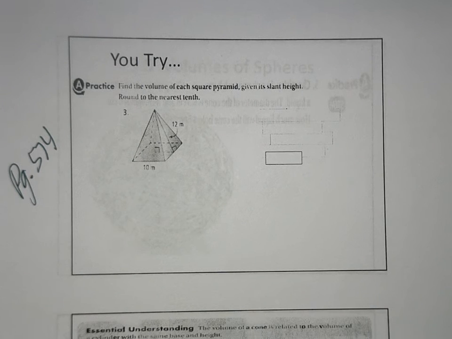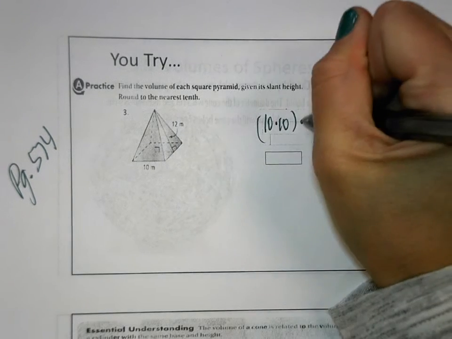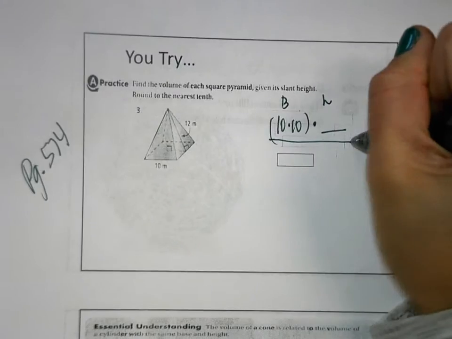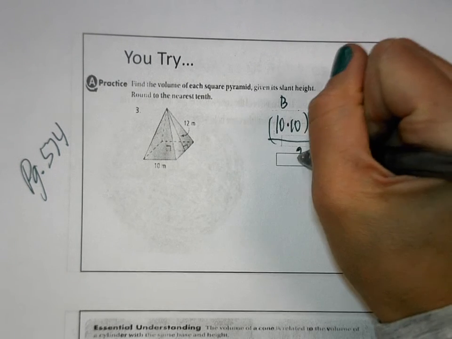Okay, so of the few of you that I checked, most of you got it correct. So if we are setting up our formula, how do I find the base area? What would that be? 10 times 10, and then we still have to multiply by our height. So that's my base area times height, and then we divide by 3, because of it being a pyramid.